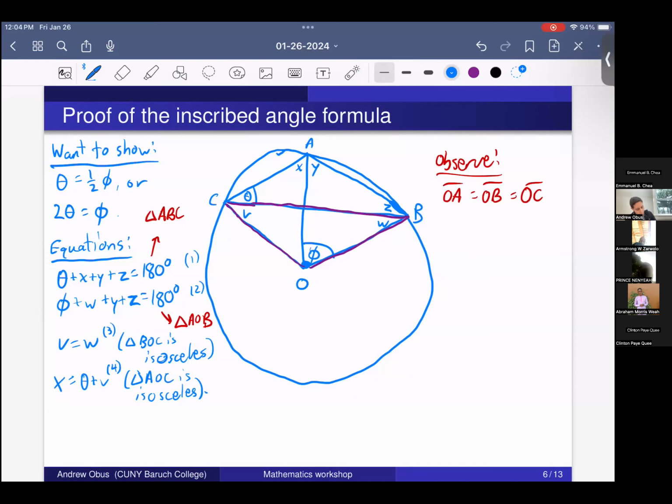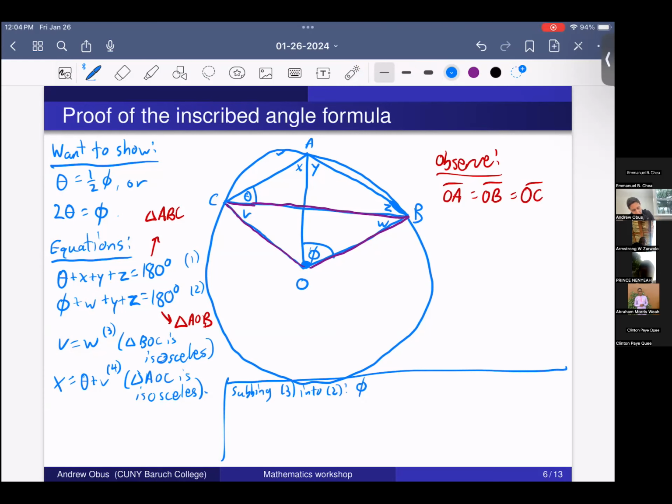Okay, so equation 1, equation 2, equation 3, and equation 4. Okay, what I'm going to do is substitute equation 3 into equation 2. So if V is equal to W, I can replace this W with a V, right? So let me just do the proof over here. So subbing 3 into 2, what do I get?